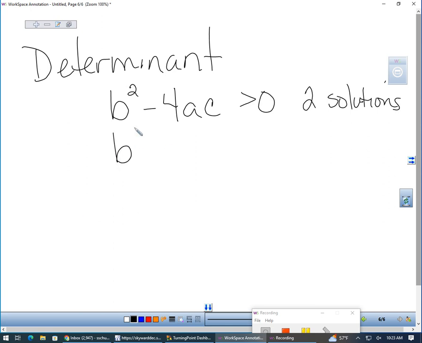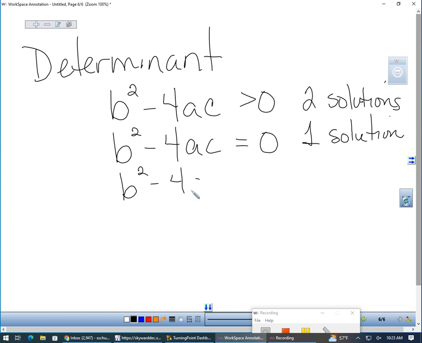If the determinant, so b squared minus 4ac, is equal to 0, there will only be one solution. And if b squared minus 4ac is less than 0, so it comes out to be negative, can you square root a negative? Yeah, can you square root a negative? All right, so that would mean we have no real solution.